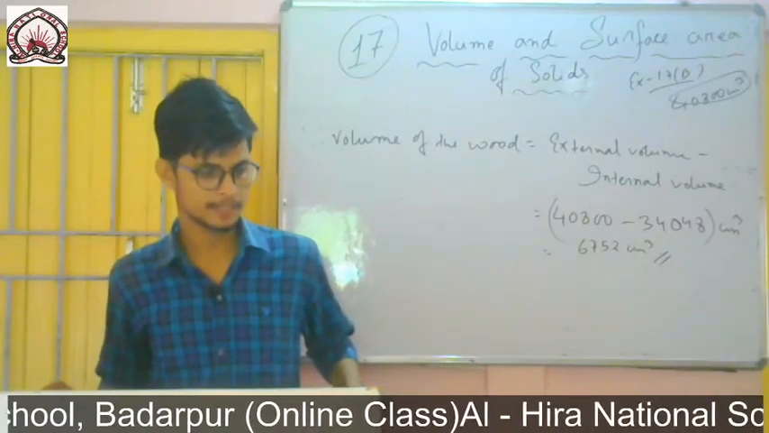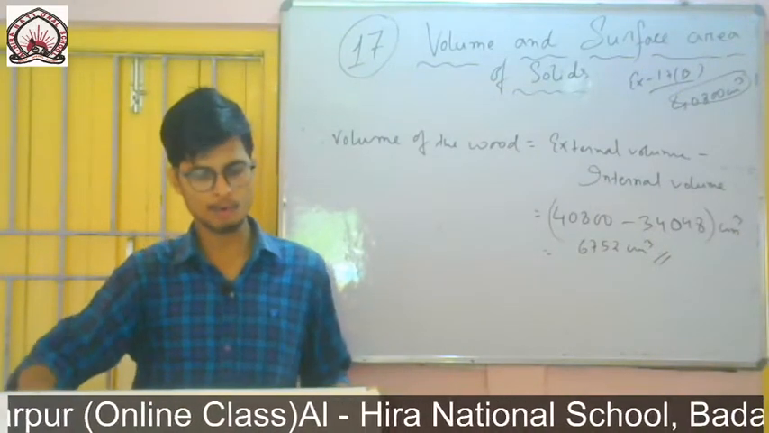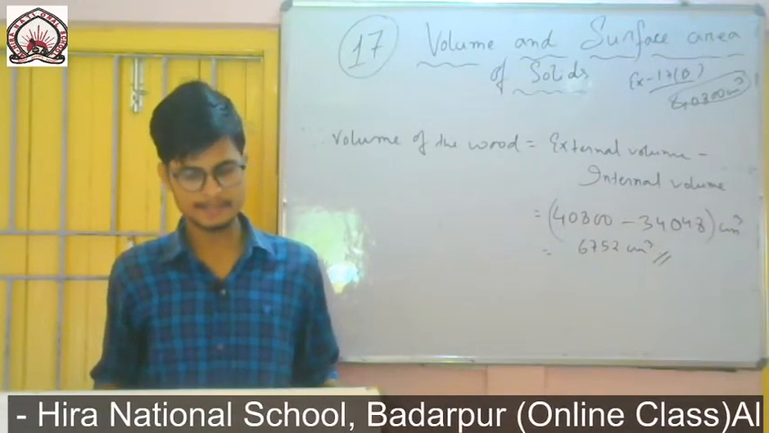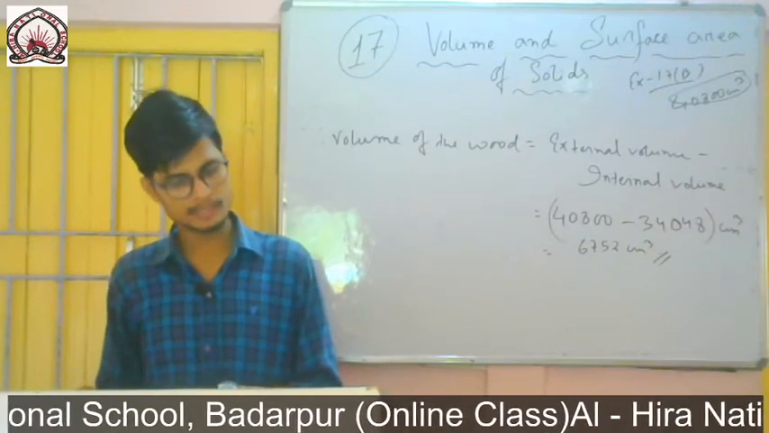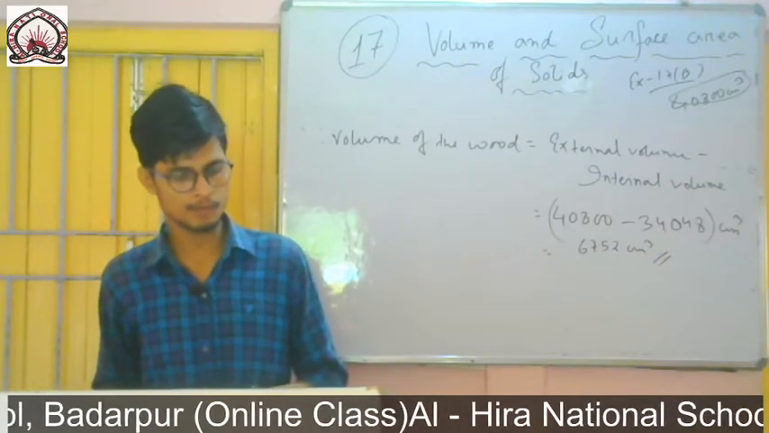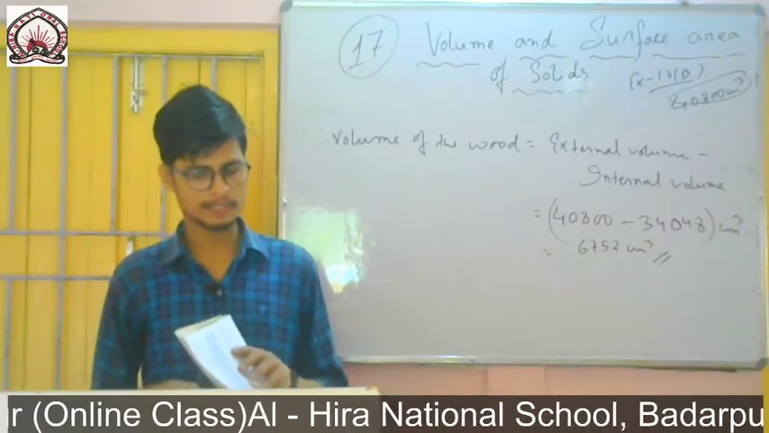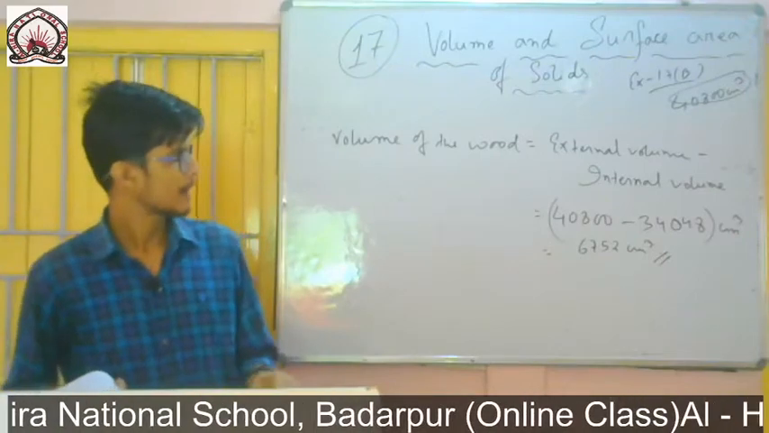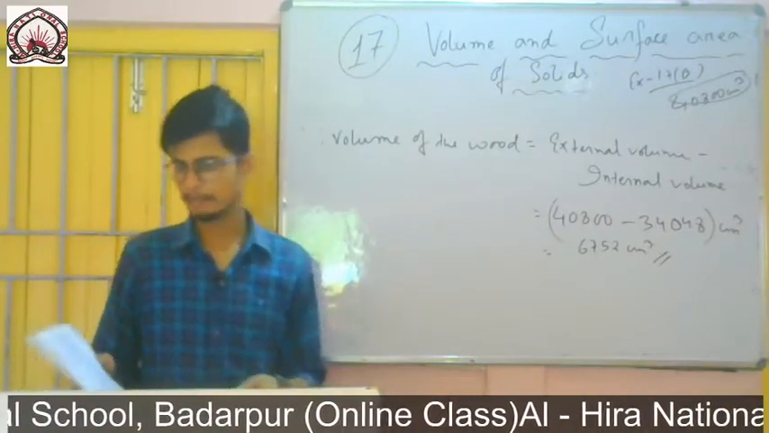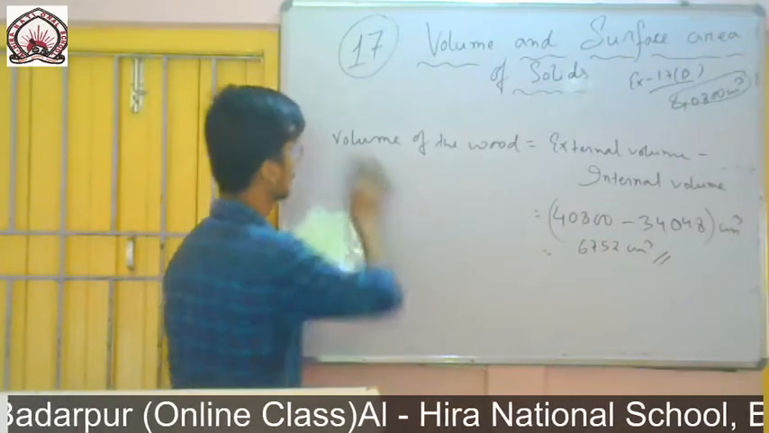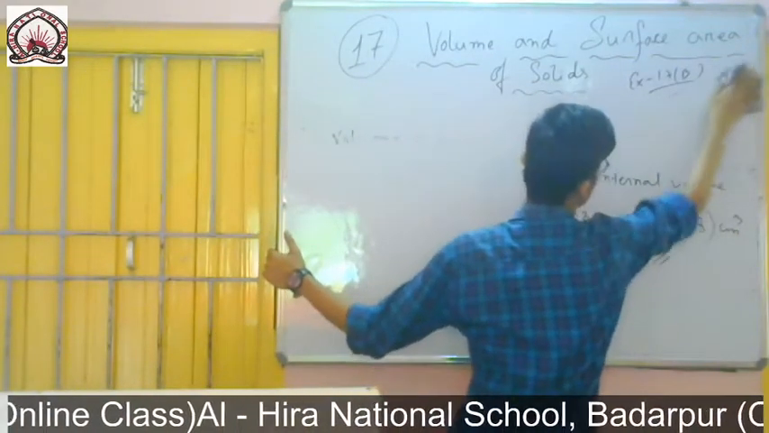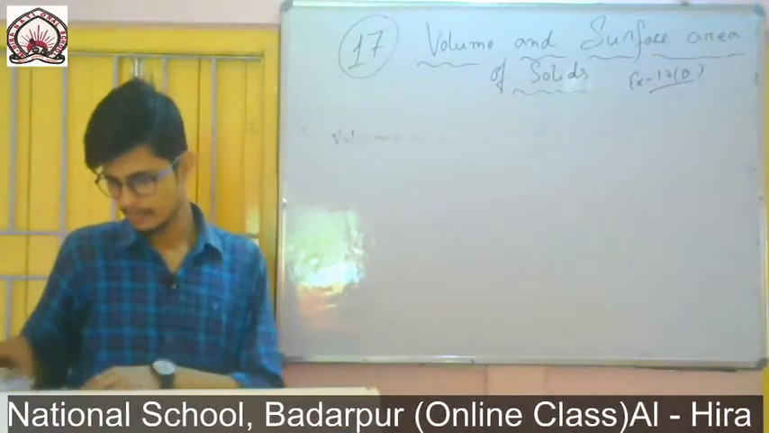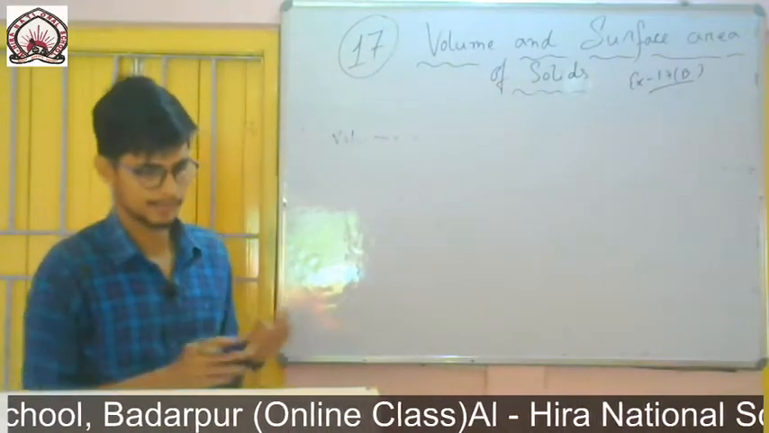Now question number 17. The outer dimension of a closed wooden box are 10 centimeter by 8 centimeter by 7 centimeter. Thickness of wood is 1 centimeter. Find the total cost of wood required to make the box if 1 centimeter cube of wood costs ₹2. So same like this one, up to this much same. Then I have to calculate the cost of the wood. Same like this one, and then only 2-3 lines more you have to write.